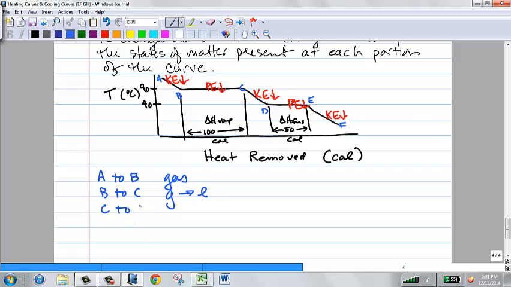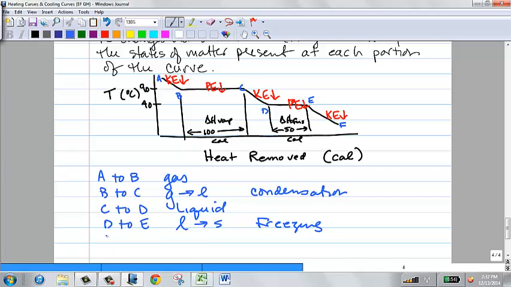You do the same thing with a cooling curve. From C to D, I have a liquid. From D to E, I have a liquid changing to solid, so I have freezing. Whoops, I'm sorry, that's wrong. From A to B, a gas. From C to D, a liquid. From E to F, a solid. And from B to C, I have the gas changing to liquid. So that's condensation.